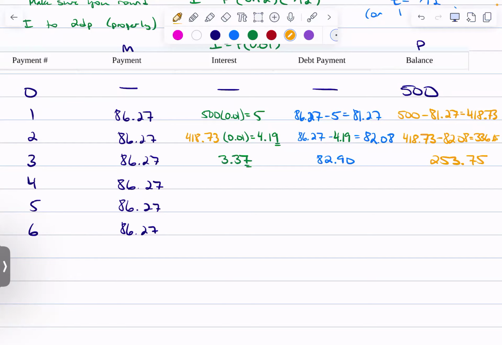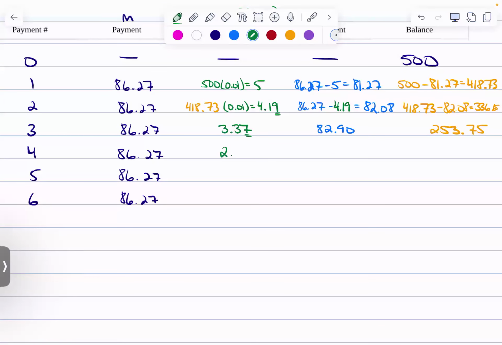Now we do it all over again. 253.75 times 0.01 is about 2.54. So 86.27 minus 2.54 means I'm paying off 83.73, and then 253.75 minus that. It's only because I want you to see the last line, what it looks like.